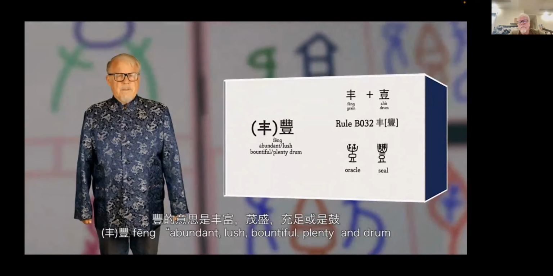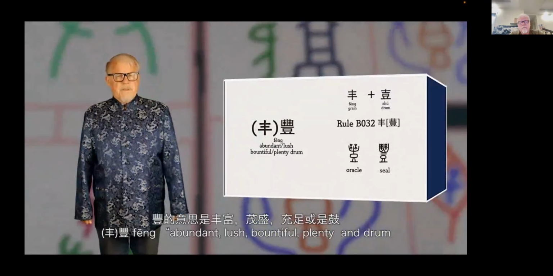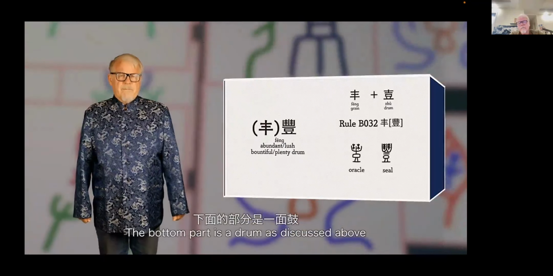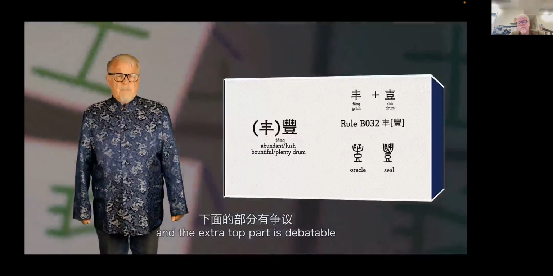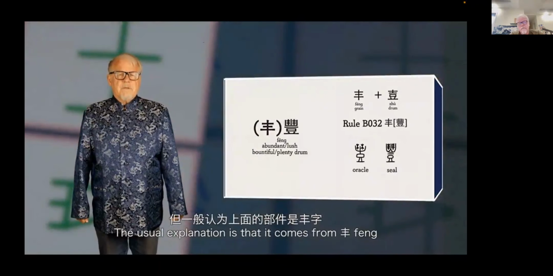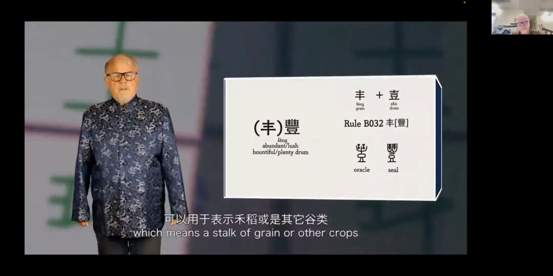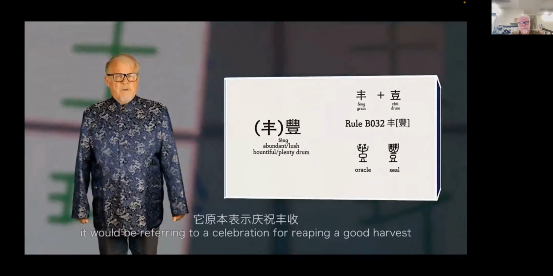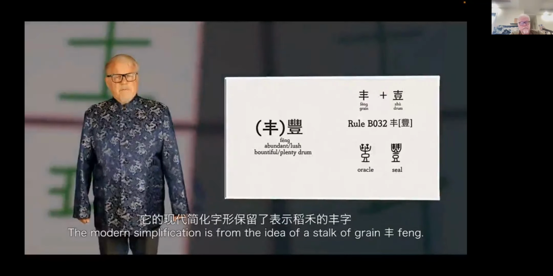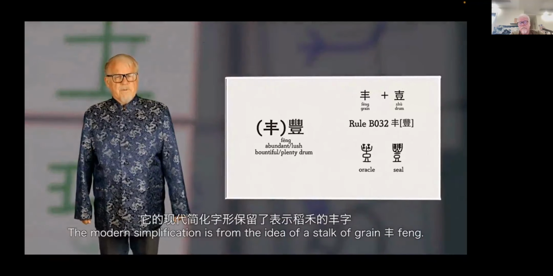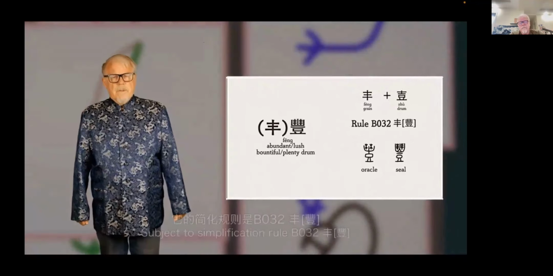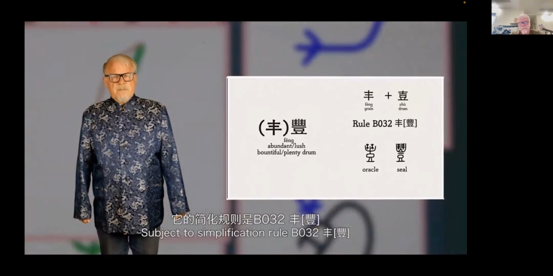Feng means abundant, lush, bountiful, plenty, and drum. The bottom part is the drum discussed above. The extra top part is debatable. The usual explanation is that it comes from feng, which means a stalk of grain or other crops. So it would be referring to a celebration for reaping a good harvest. The modern simplification is from the idea of a stalk of grain, feng, from the remnant feng, and the drum, zhu. It is subject to the simplification B032.